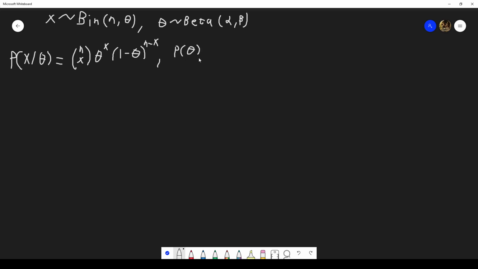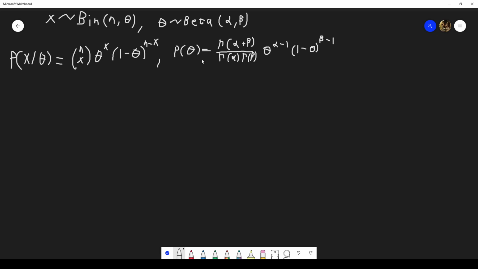p of theta, is gamma of alpha plus beta over gamma of alpha times gamma of beta, times theta to the alpha minus 1, 1 minus theta to the beta minus 1. So this is the PDF of a beta distribution, which I already have written right here, that's fine.